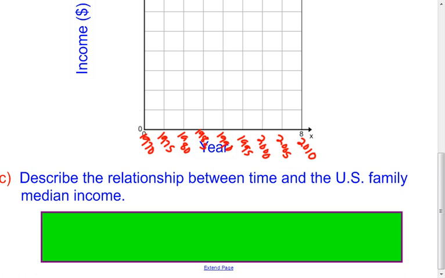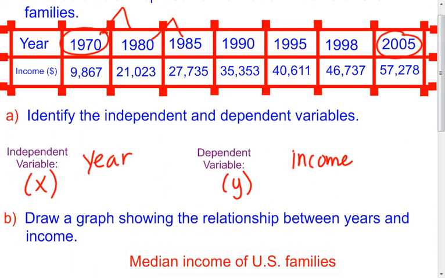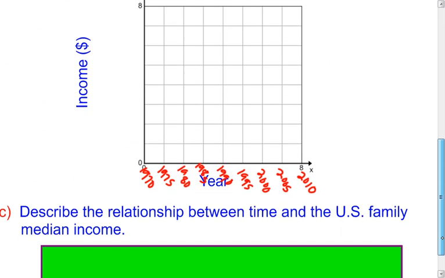So your income in this case has to go from 0 all the way up to 57,000. Let's round that off to 60,000. You have to go from 0 to 60,000. I think you can go up by 10,000s. So let's say this is 0, and this is the hardest part for people, scaling the axis. 0, 10,000, 20,000, 30,000, 40,000, 50, and 60.